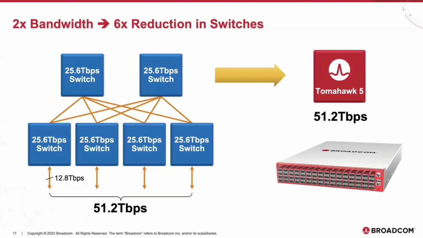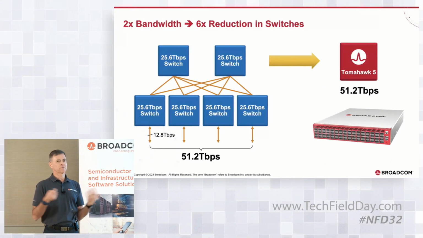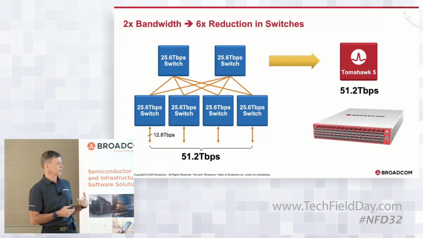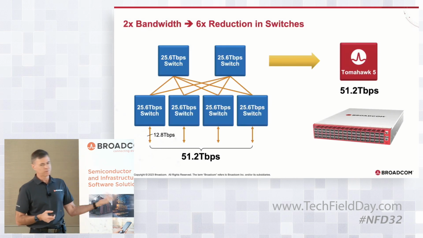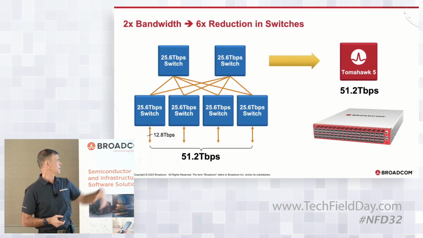Okay, so getting into benefits of bandwidth. If you've been around this industry for a while, you've probably seen something similar to this. So let's say, for example, you had a cluster of 256 GPUs that had a 200 GigE Ethernet interface. That winds up being 51.2 T of bandwidth total. So if you wanted to have 51.2 T of bandwidth, you can drop in, on the right-hand side, Tomahawk 5.